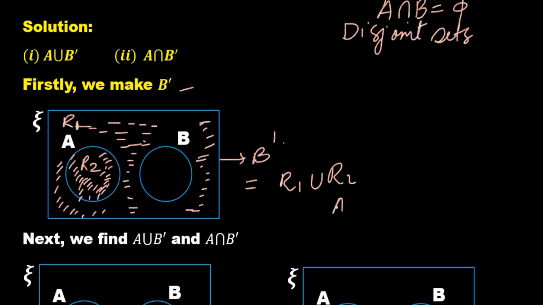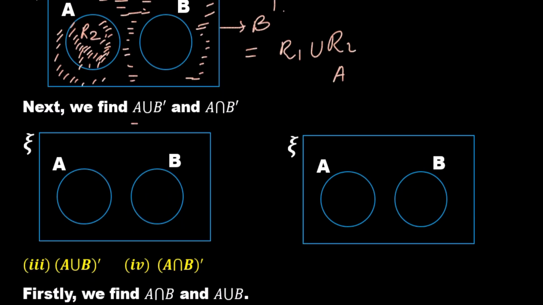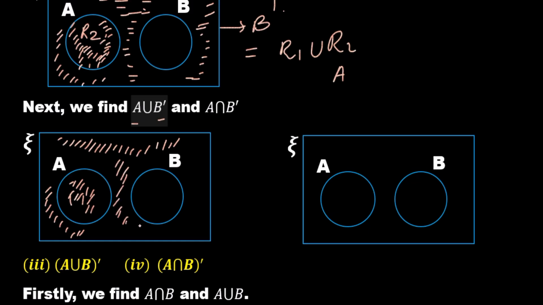Now we have to find A union B complement. In the above figure, you can see that when you take its union with A, we have the same figure, that is set A and outside both circles.